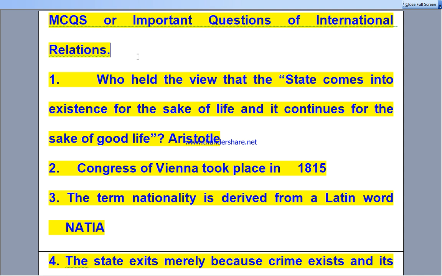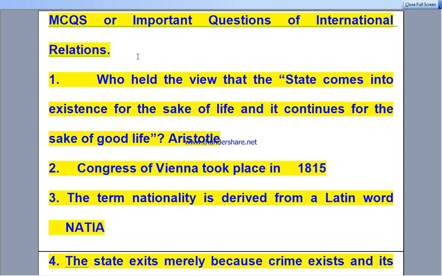Today's topic is very important questions of international relations asked in competitive examinations and in the subject of international relations. These are the most basic questions of international relations. Let us start with the first question.